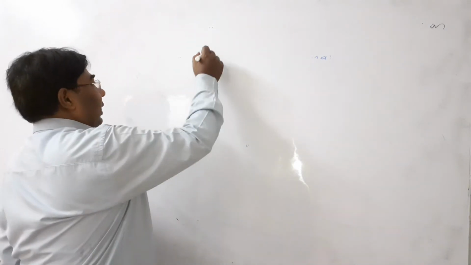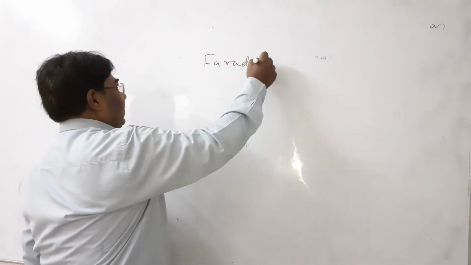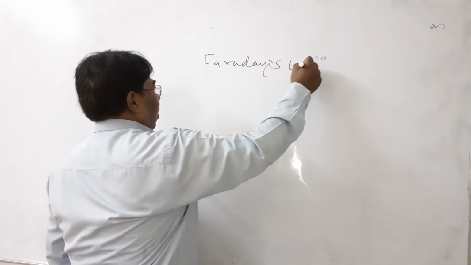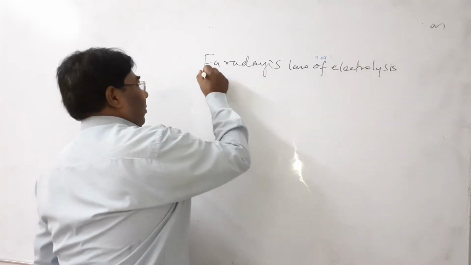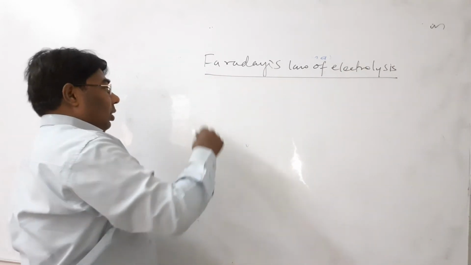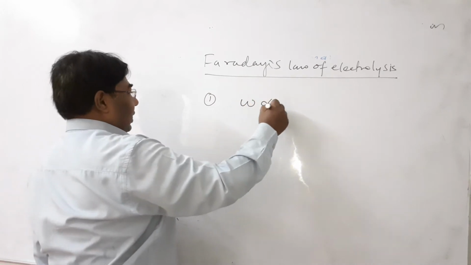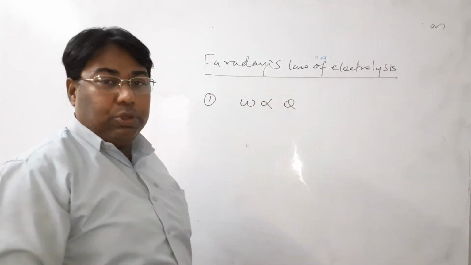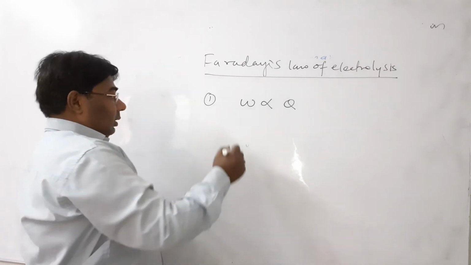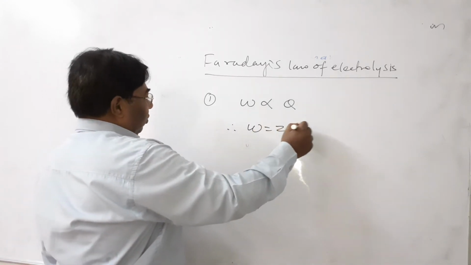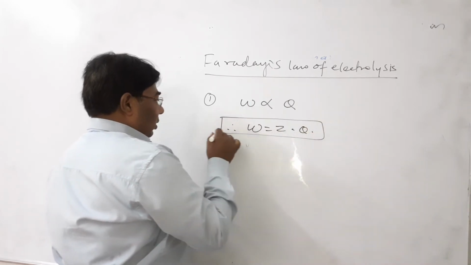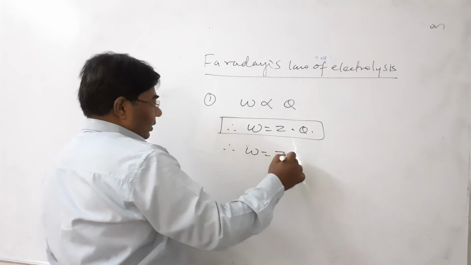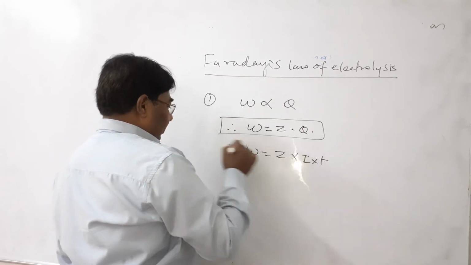And the answer for the last question, which is Faraday's laws of electrolysis. According to the first law, mass of substance deposited is directly proportional to quantity of electricity, or W is equal to Z into Q, or W is equal to Z into I into T.